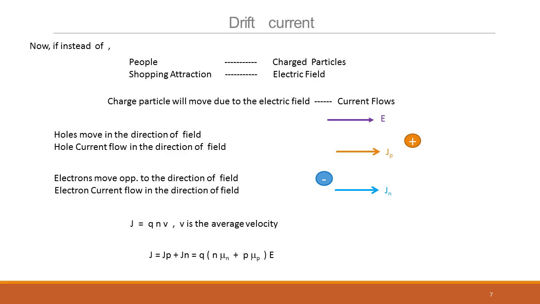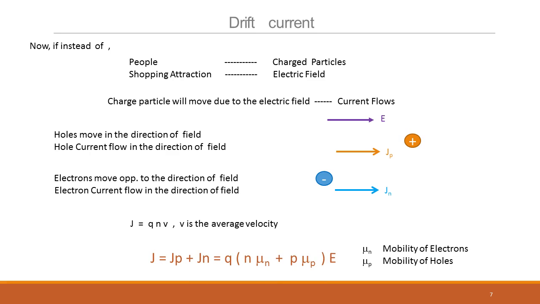So in our particular case, the total current density is the current density due to the positive charge plus the current density due to the negatively charged particle. It is Q times (N mu N plus P mu P) times E. Basically, we are replacing velocity by a term mu times E, where mu is called the mobility, and we'll see that next. In this case, mu N is the mobility of the electrons and mu P is the mobility of holes. So velocity we just represent by this factor mu times E, and we're just adding up the two currents.